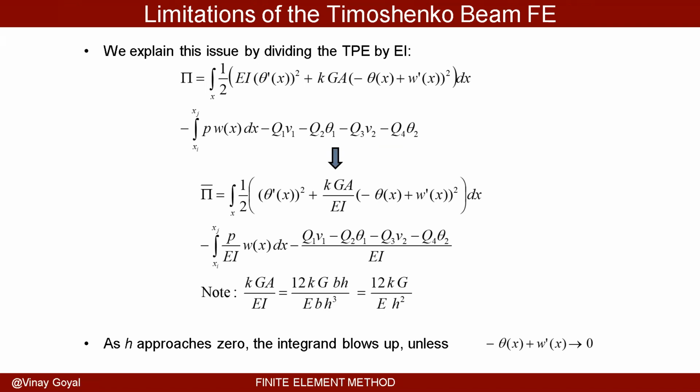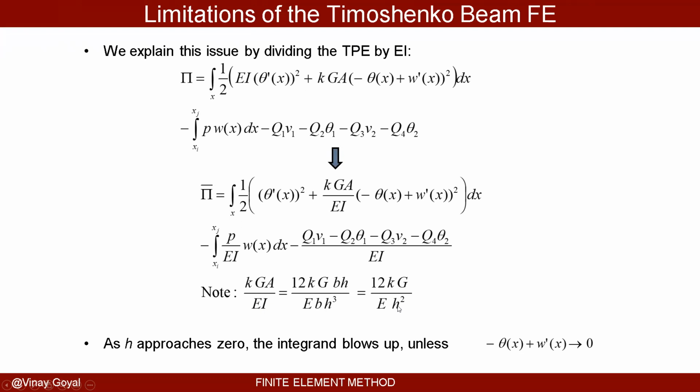Why is this happening? So let's look at the pi. Pi is this equation here, which is total potential energy. If I divide the whole thing by EI, I get this expression. And notice how KGA divided by EI for a rectangular cross section gives you G times BH, which is the width and the height of the cross section. I is 1 over 12 BH cubed, so that's why you see this 12 here. And when I work everything out, I get 12 kG divided by EH squared.